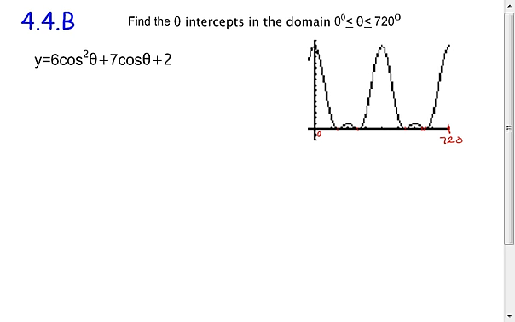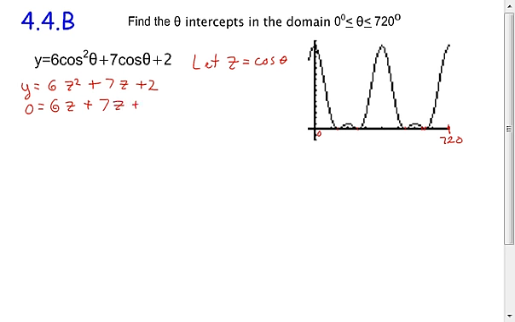One way to deal with that is to choose some variable. I'm going to choose z, and this can be any arbitrary variable you want. Don't use y, maybe don't use x, but z is a good choice here. Let z equal cosine theta, and then we can rewrite this equation as 6z squared plus 7z plus 2. Now you don't have to do this, but for some people it makes it easier to just think about the quadratic part of this. And we're looking for theta intercepts, so that's when y is equal to 0. So we set this equal to 0.